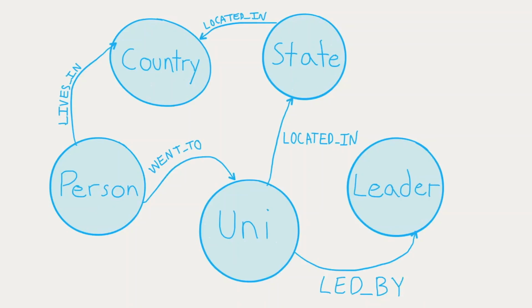That person lives in a country which is located in a state. That person went to a university that is also located in a state, and that university is led by a leader. So we store this data in Neo4j in this format, and as you navigate the data in the Neo4j developer tools, you're navigating it in this format. And that becomes a lot easier to represent your data and understand what's going on.